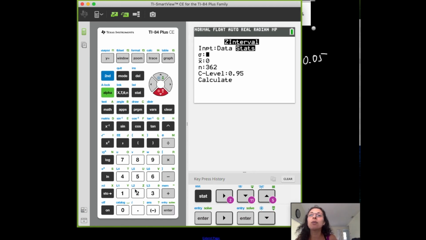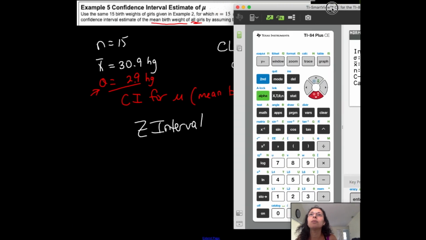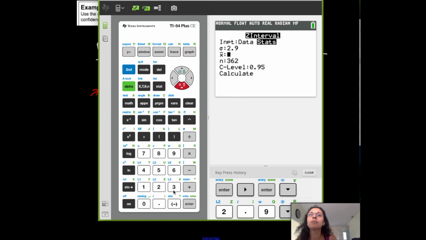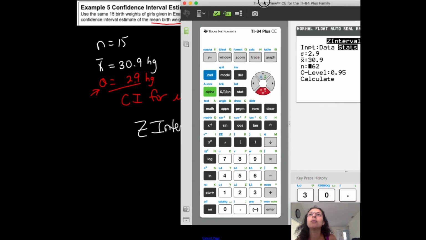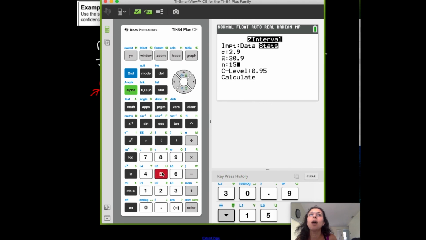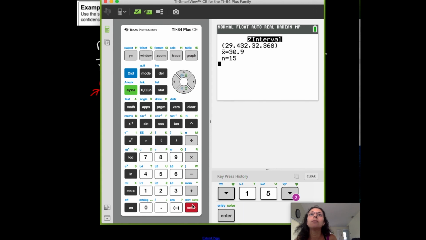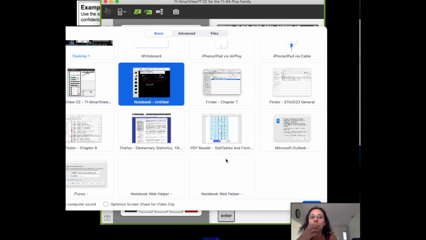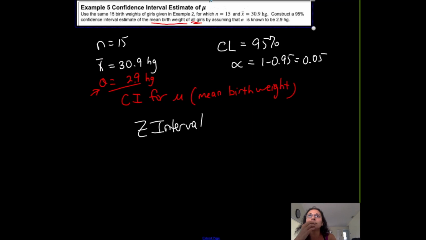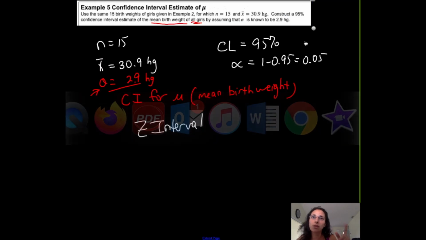Okay, sigma we said was 2.9. X bar, I forgot that one. What was that? 30.9. My sample size, n, was given to be 15. I want a 95% confidence level. Calculate. Here's my confidence interval from 29.43 to 32.36. So let me write that down. Again, don't forget, we're going to interpret it also.